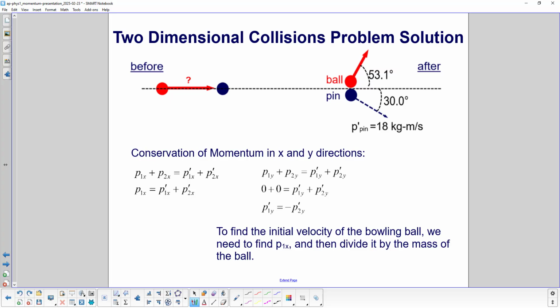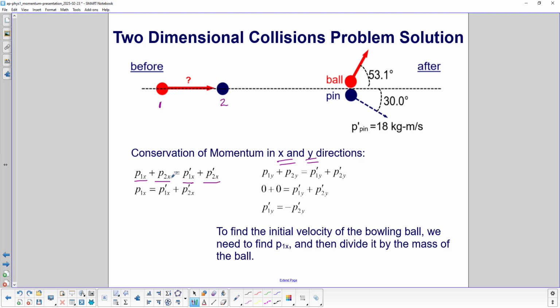Since there are no external forces specified, we will assume conservation of momentum, and it has to hold in both the x and y directions independently. So let's start in the x direction. We have p1x plus p2x equals p prime 1x plus p prime 2x, where this is 1 and this is 2.